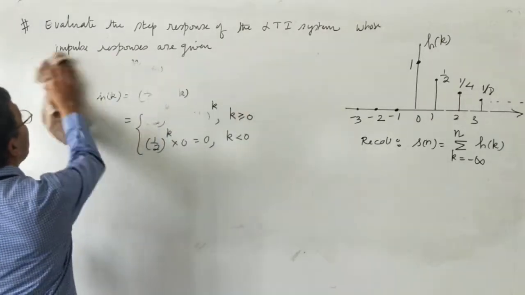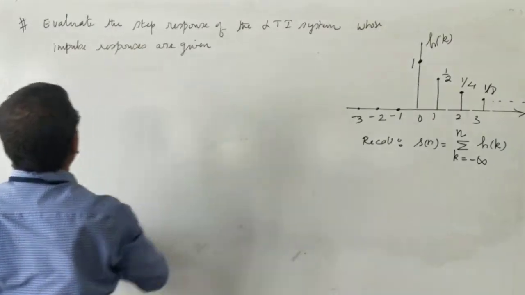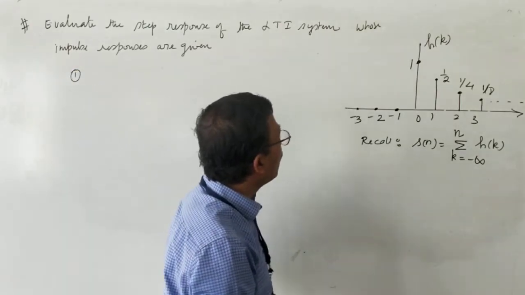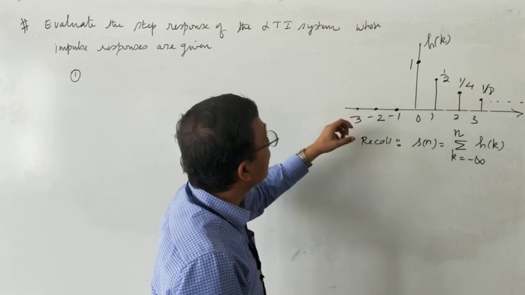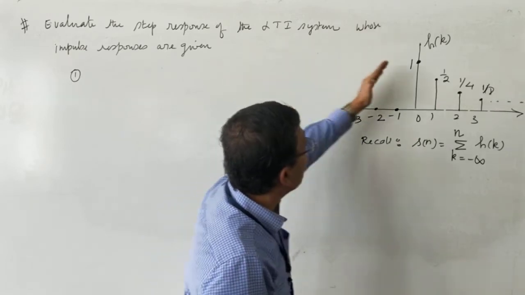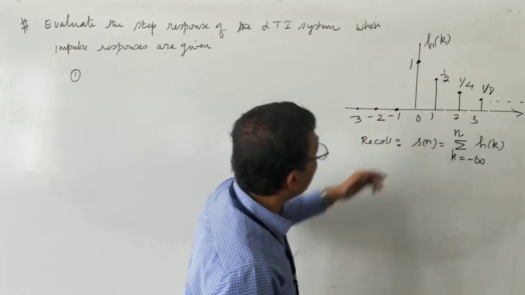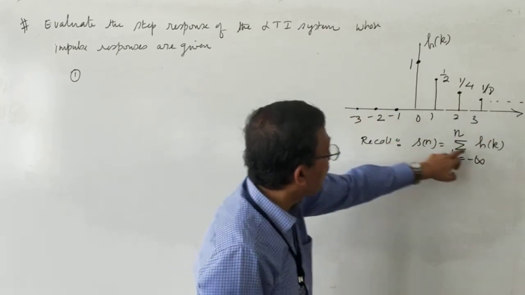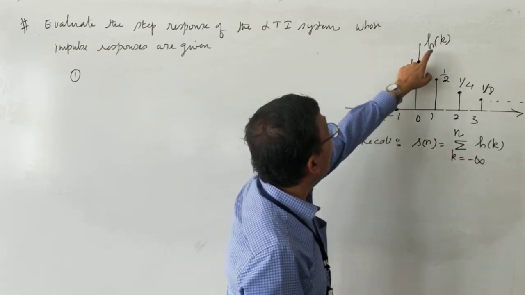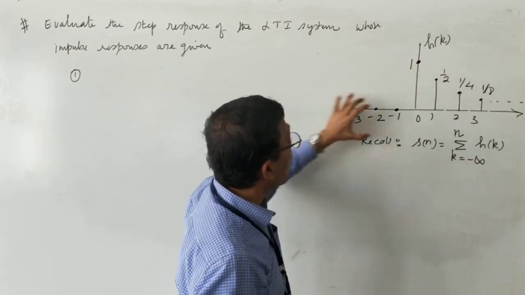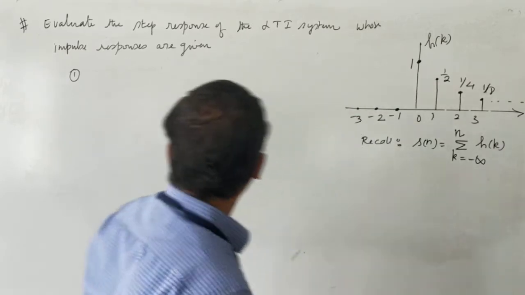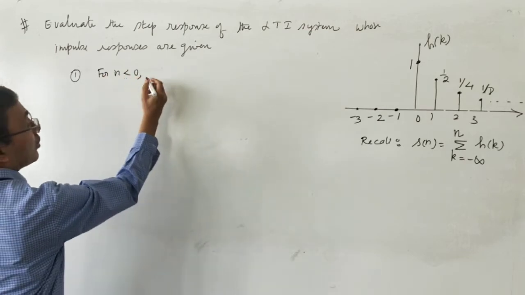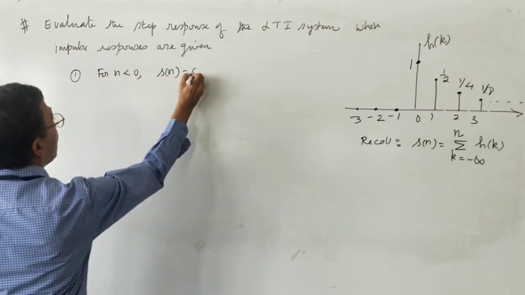So let us take n less than 0. See first one, let us take n equal to -1 as an example. Then you sum all the values of h of k from minus infinity to minus 1. What will be the summation? 0. For any negative value of n, the summation will give 0 result because all the samples of h of k are 0 for negative values of n. So I am going to say for n less than 0, S of n equal to 0.